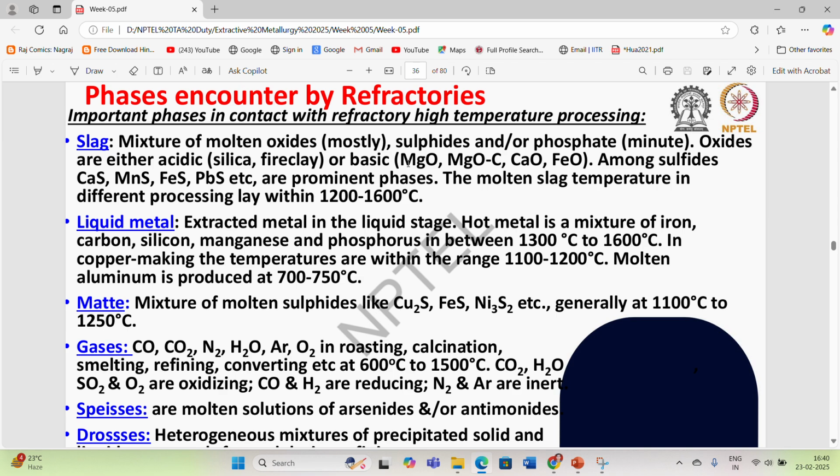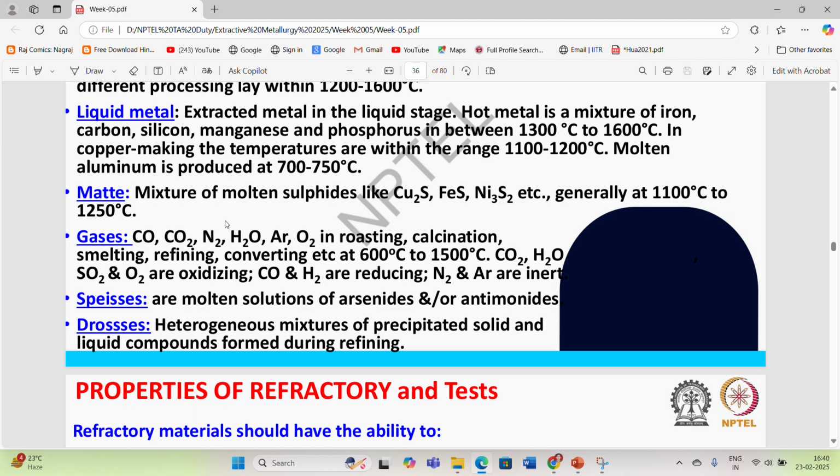Then there is matte, which is basically a mixture of molten sulfides like Cu2S, FeS, Ni3S2, etc. It generally has a temperature of around 1100 to 1250 degrees Celsius. And as we are talking about the sulfide source, we generally talk about acidic refractories, because this matte has an acidic nature. So we are going to require acidic refractories for the particular requirement. Then there are gases, some gases which are going to react with the refractories.